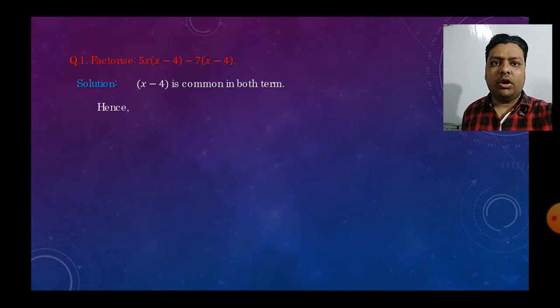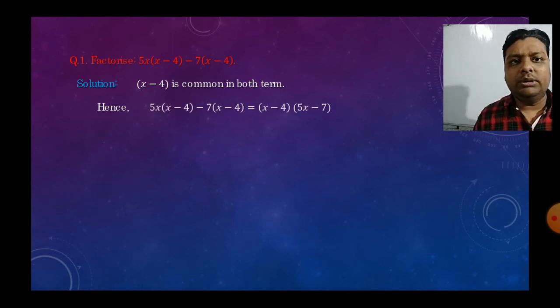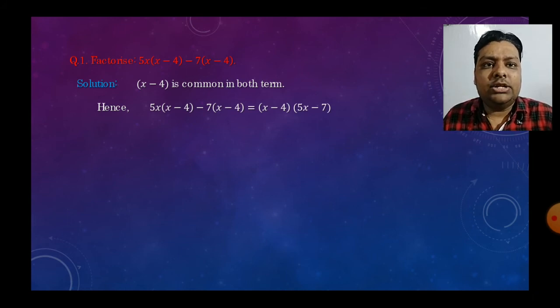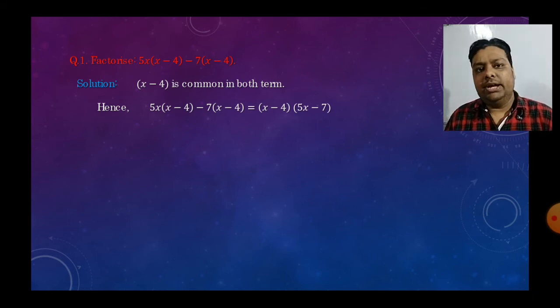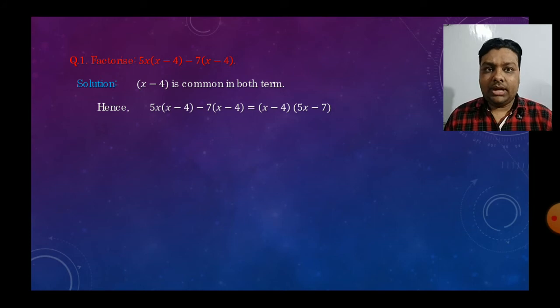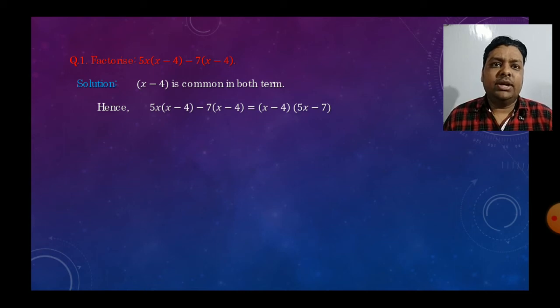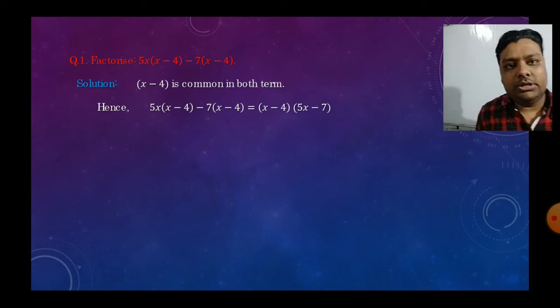So x minus 4 is common in both terms, so we will take out x minus 4 outside. Then what is left in the first term? In the first term 5x is left and in the second term 7 is left. Or we can also divide each term by this common binomial, then we will get the result. That common factor we will write first, x minus 4, and then if we divide 5x(x minus 4) by x minus 4, x minus 4 cancels out, 5x left. Same as in the second term, only 7 left.